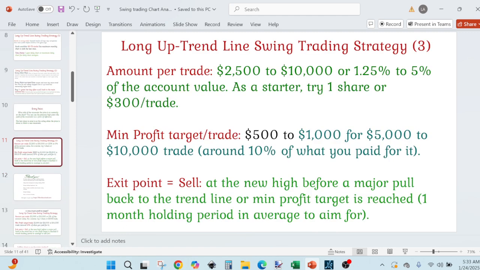And once you purchase it, you can start thinking about where you would like to exit, where you would like to sell. It could be at the next high, or it could be when you have 10% profits in that trade. Just start small and grow your account a little by little.